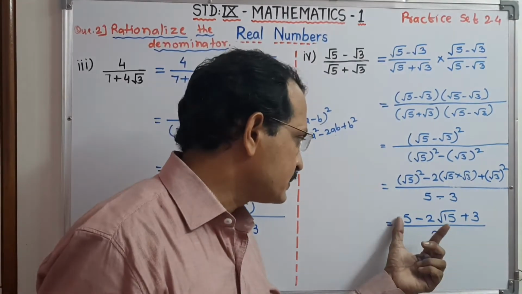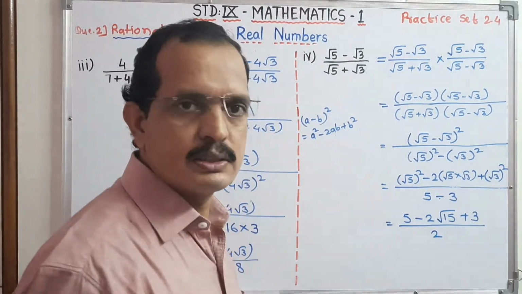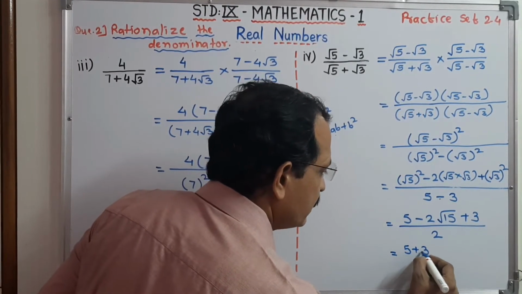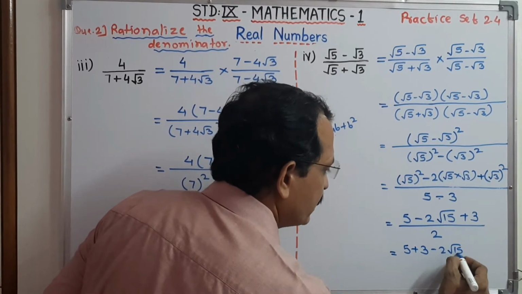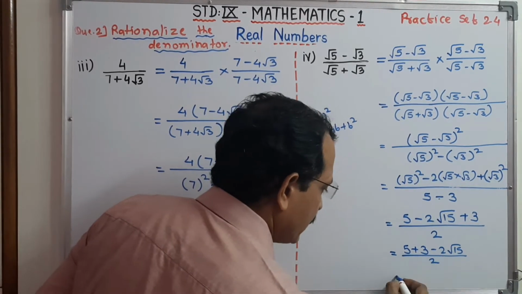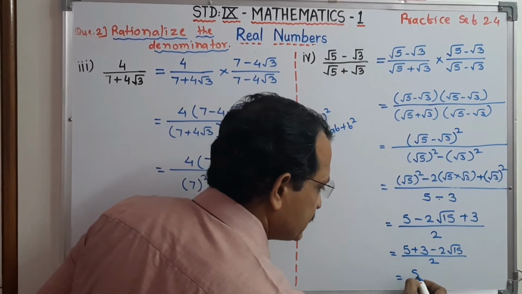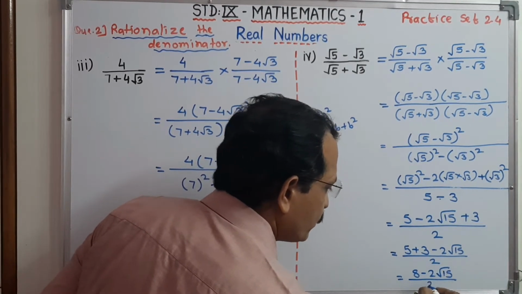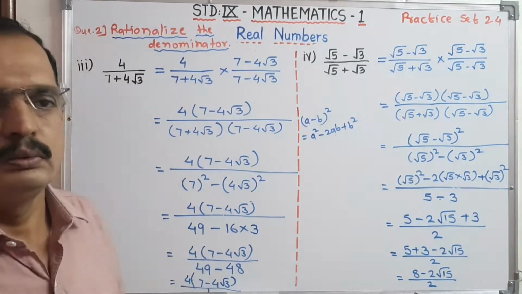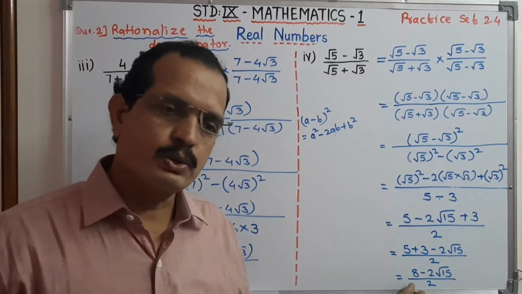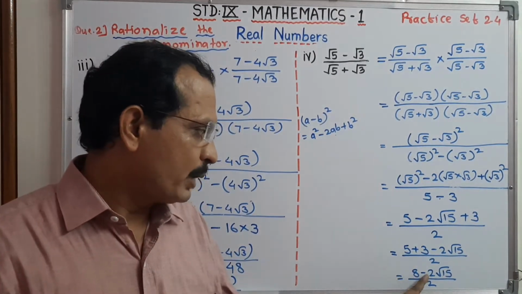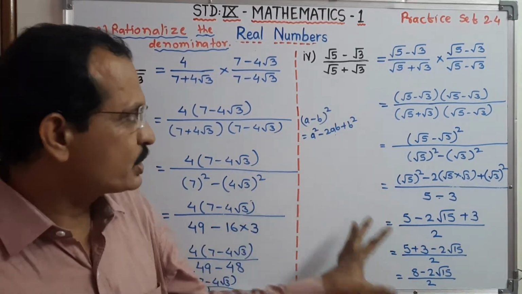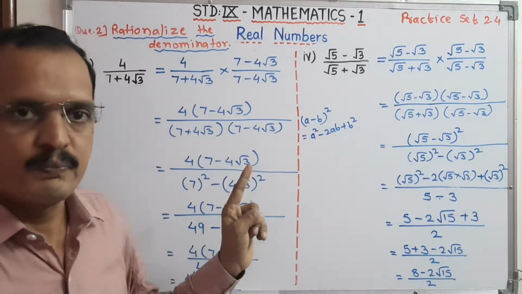Now see, this 5 and this 3 are the similar terms or the like terms, therefore 5 plus 3 minus 2 root 15 upon 2, and here it is 5 plus 3, it is 8 minus 2 root 15 upon 2. I think everyone understood this. It is 8 minus 2 root 15 upon 2. This is the rationalization of the denominator.